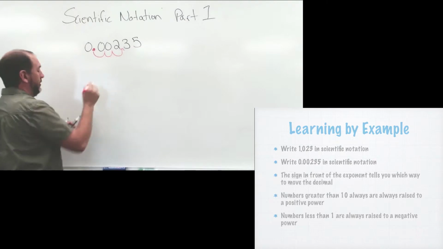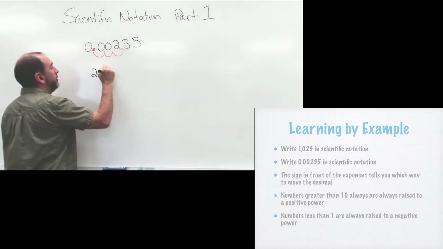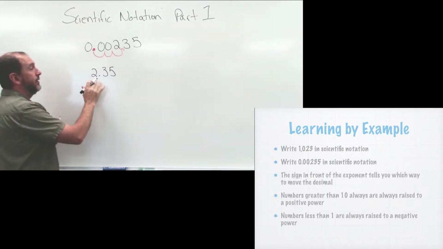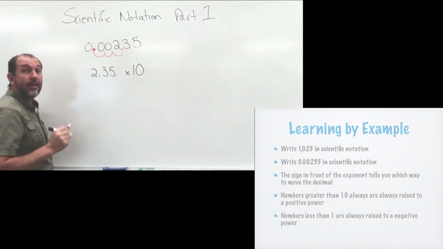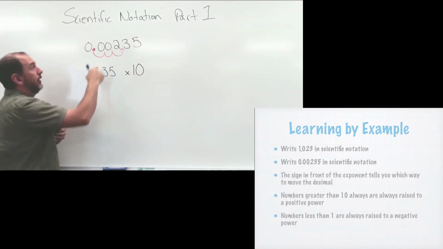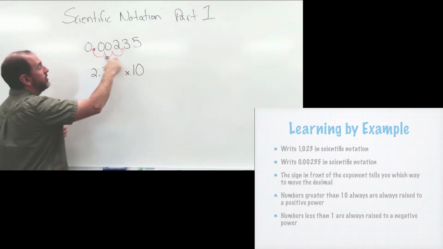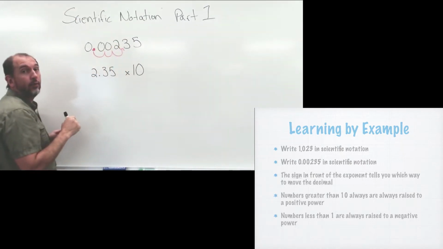3 places. So now the number will be 2.35. That's the number between 1 and 10. And this second part, always the same, times 10. Now we have to figure out the power. Again, I moved the decimal 3 places, but this time I moved the decimal, in this case, to the right to get to my number between 1 and 10.